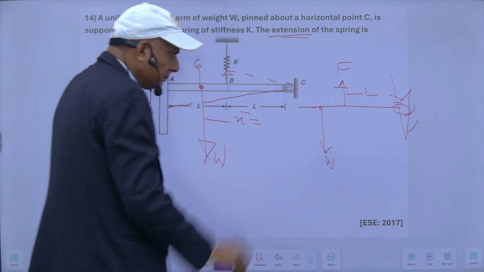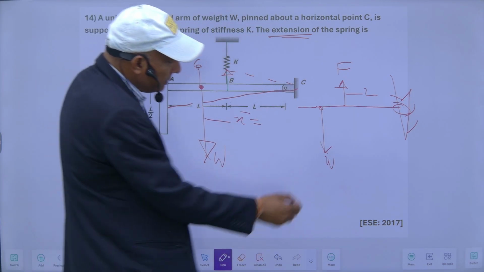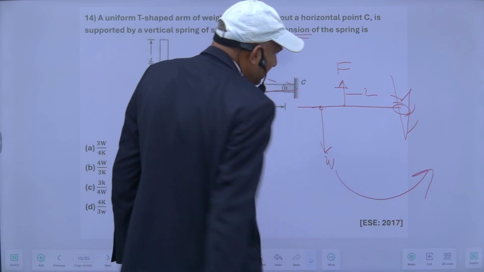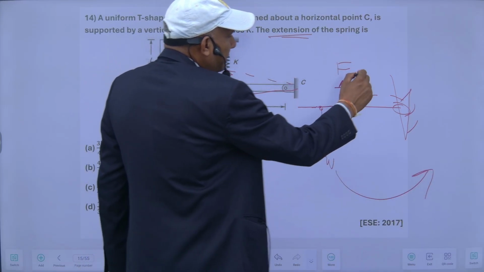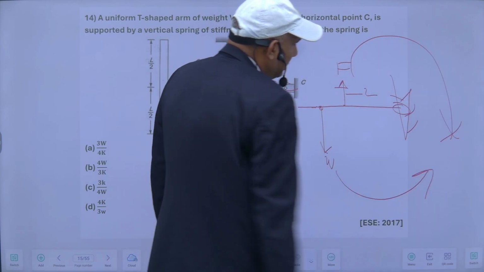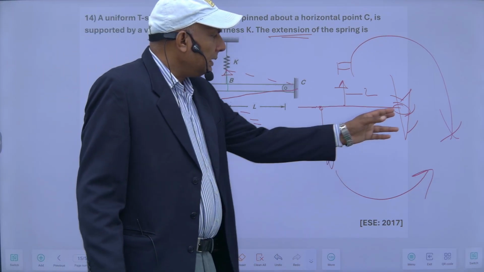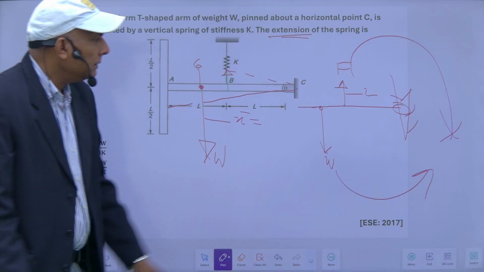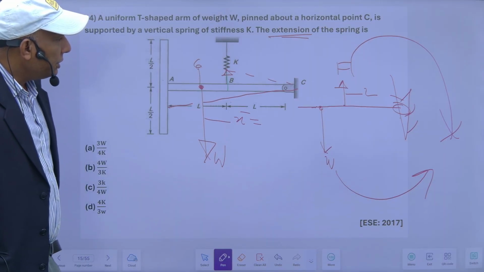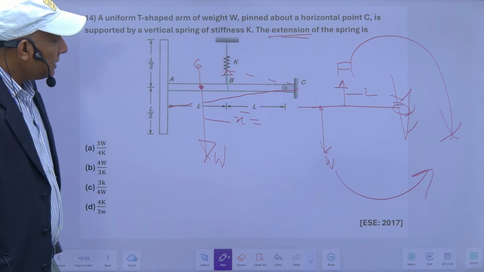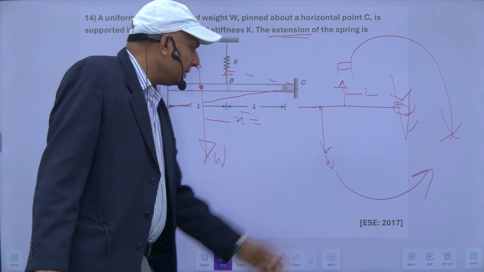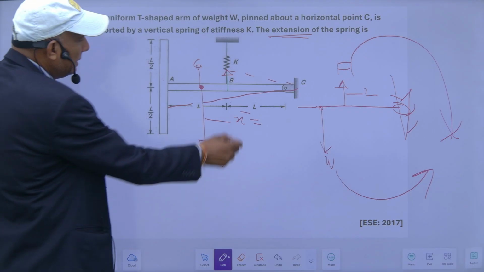The moment because of this W will be like this, and the moment because of this spring will be like this. Both should be equal for the equilibrium of this T-shape structure. So first I have to know where this W is acting, so I have to calculate this one.